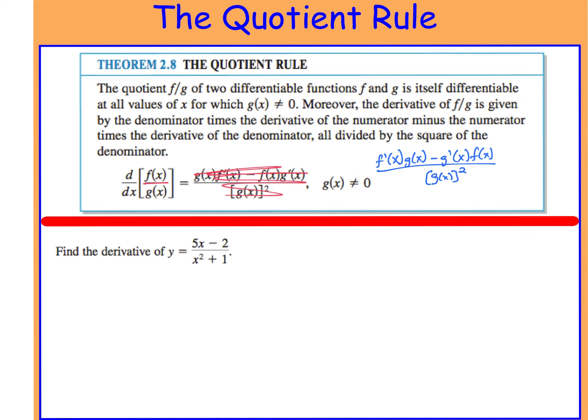However, what's the difference between the product rule and the quotient rule? There's a subtraction going on. So we need to be aware of that.